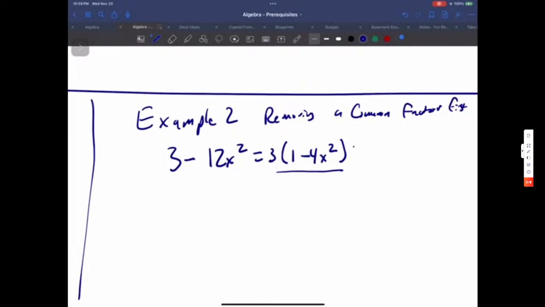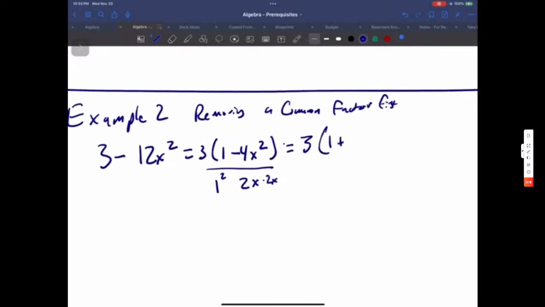guy here? Well, that's a difference of squares. So 1 squared is 1, and 2x is the square root of that one. So 2x times 2x is going to give you 4x squared. So we know that's a difference of squares. We can factor that as such. You can see it's written backwards because normally the higher degree goes first. So we have 3 times 1 plus 2x times 1 minus 2x. And those are the two factors.